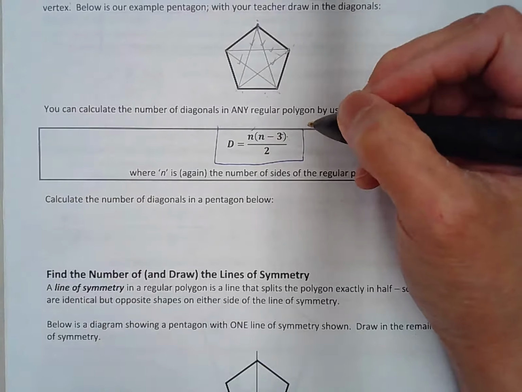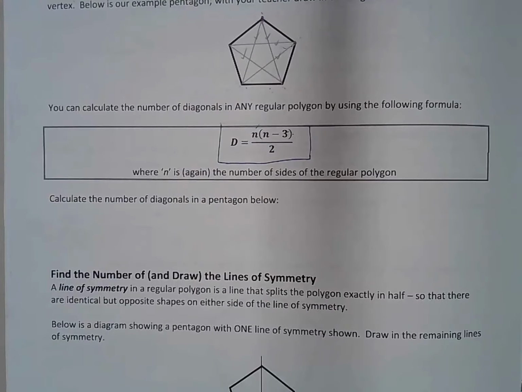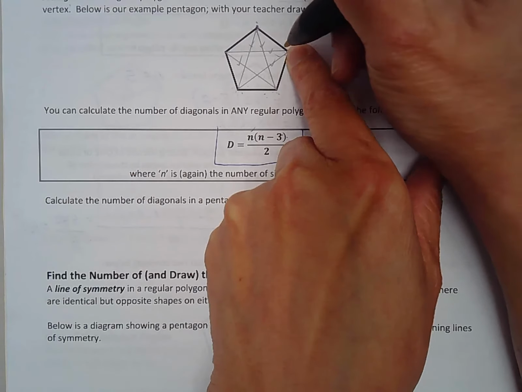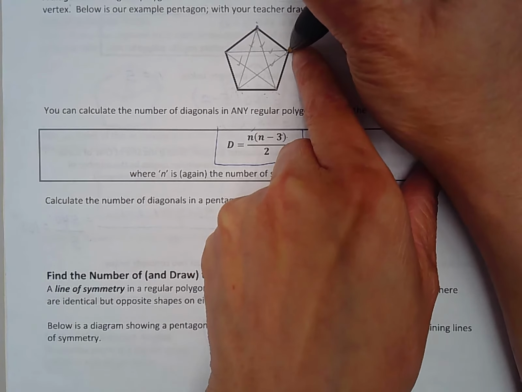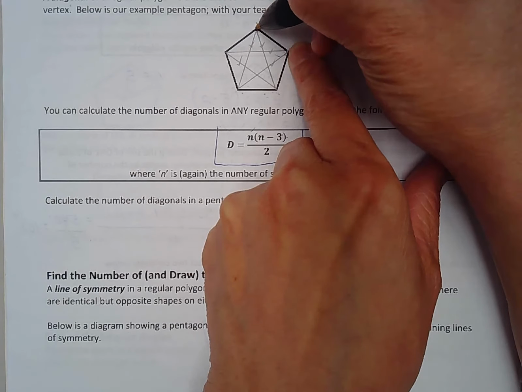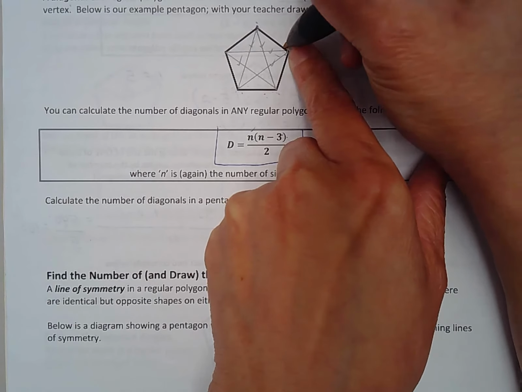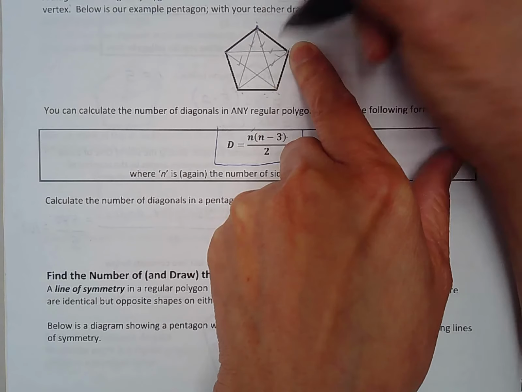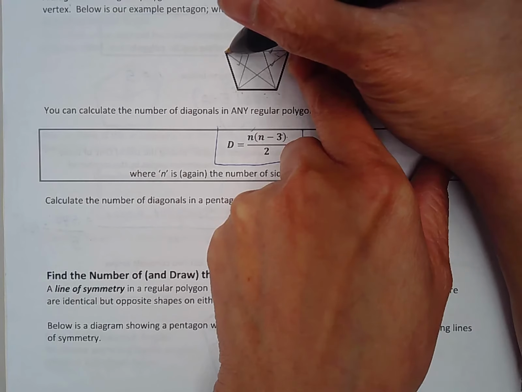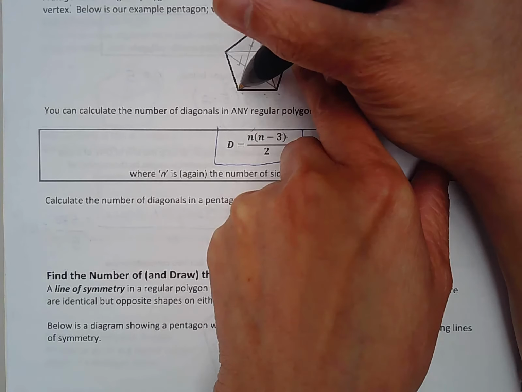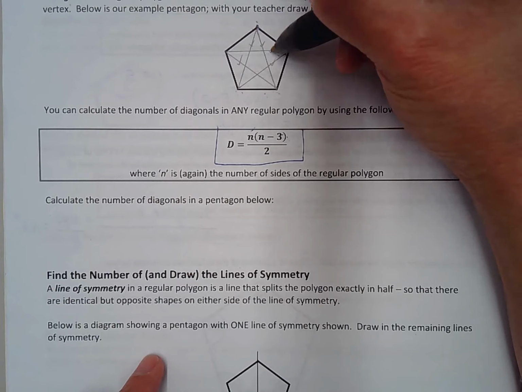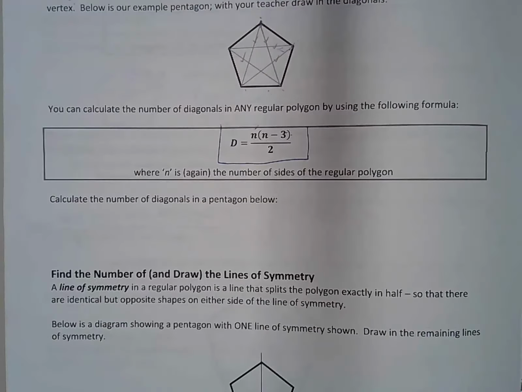Is everybody okay with that one? You're taking away the 3. Like for example, this one. How many can it connect to? It can't connect to itself. That's not a diagonal. It cannot connect to this one because that's not a diagonal either. And it cannot connect to this one. That's not a diagonal. So how many diagonals can it connect to? 1, 2. So from 5 vertices, you can only connect 2 to 2.